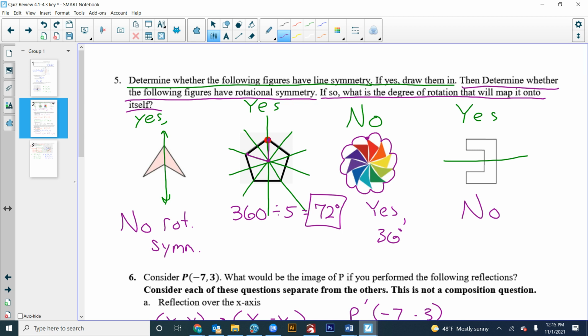Next one does not have line symmetry. Did anyone think it did? Anyone think it did? Because watch what happens. If you think it had line symmetry and you drew a line like that and you folded it, do you see how this sharp little fin will get reflected and be facing this way over here? You see it? And that doesn't look like that, does it? So no line symmetry on that one.